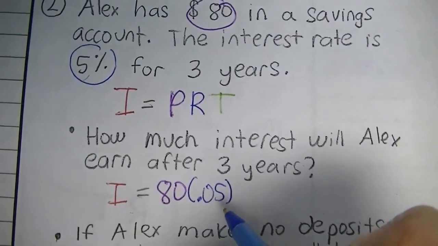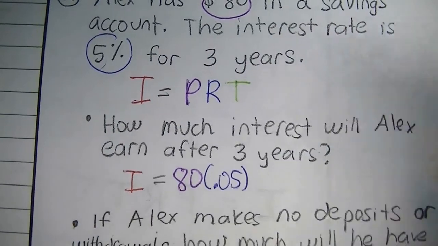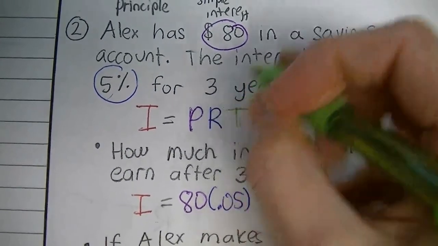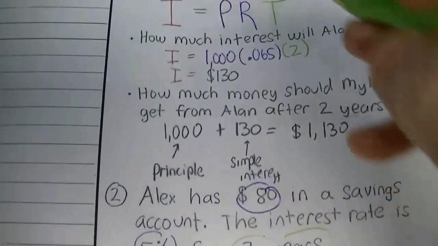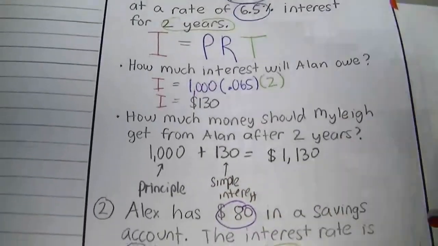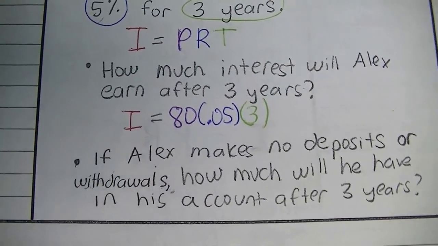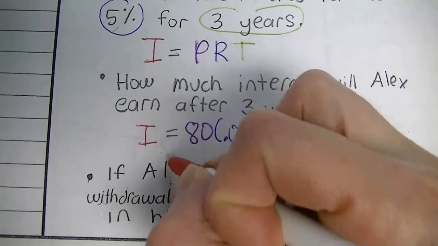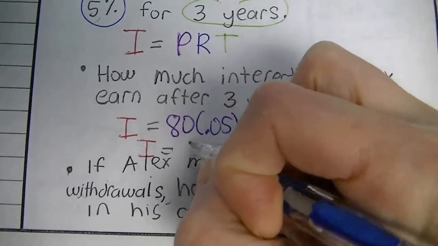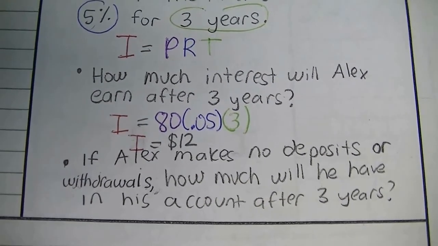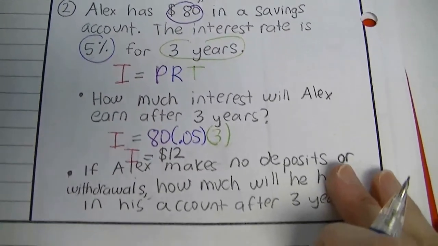When I say this out loud correctly, I would say 5, you say the number, and then the place value, 5 hundredths. And the time in years is 3 years. Oh, I forgot to circle that up here if you were stuck. I just want everything color-coded, so hopefully it helps you. Now I'm just going to plug that into my calculator, and I would get the interest that Alex will get after 3 years. When I did that, I got 12 bucks. That's how much interest Alex will get after 3 years on this amount in the bank, in his savings account.